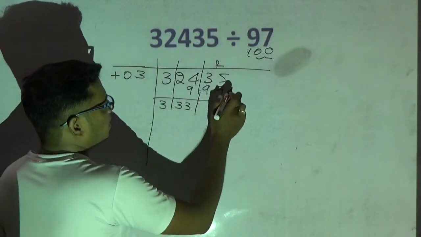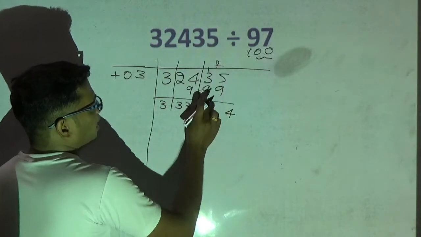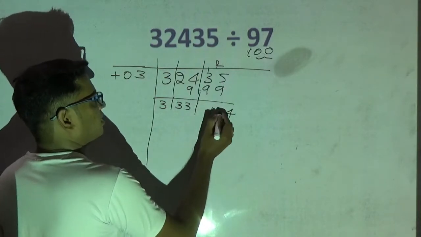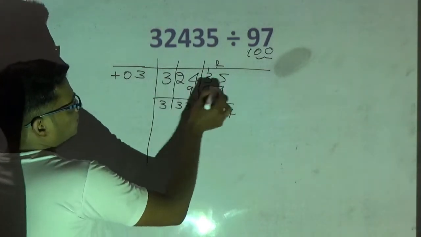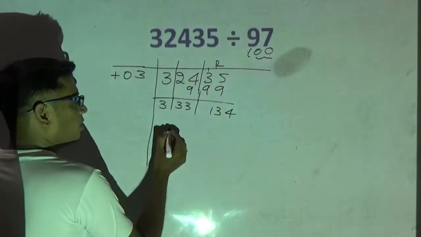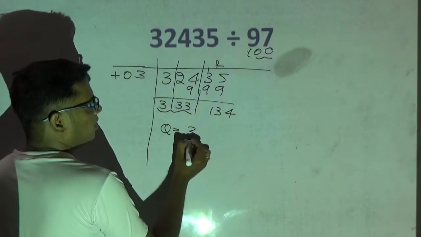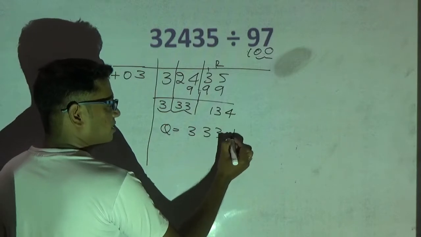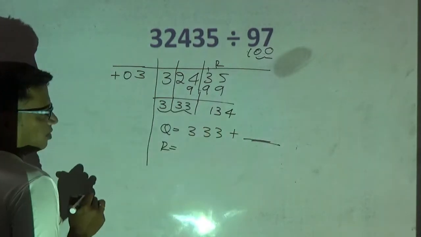You add this now. 9 plus 5 is 14. 1 carry. 9 plus 1, 10 plus 3 is 134. Okay. Now, see here, I am dividing this number by what? 97. This part will be the quotient and this will be the remainder part. Okay. Quotient 333 I got, plus something I will do. The remainder I got is 134.